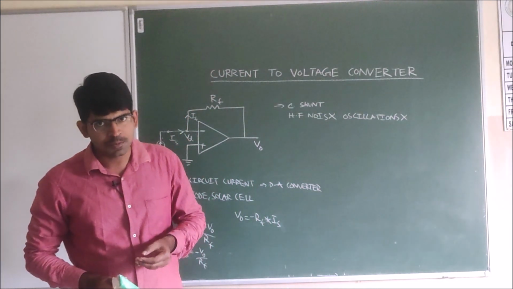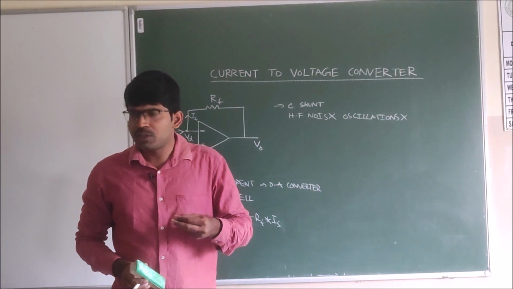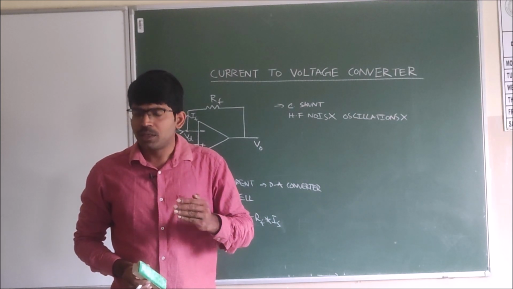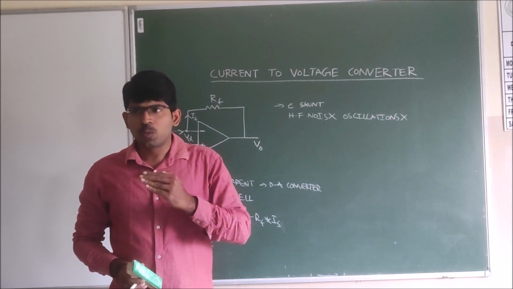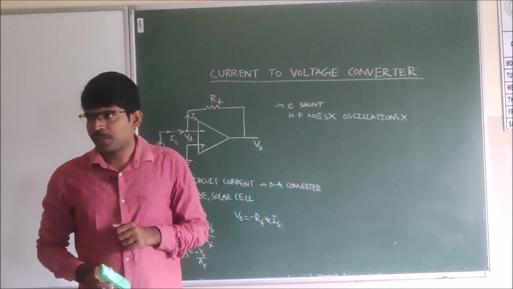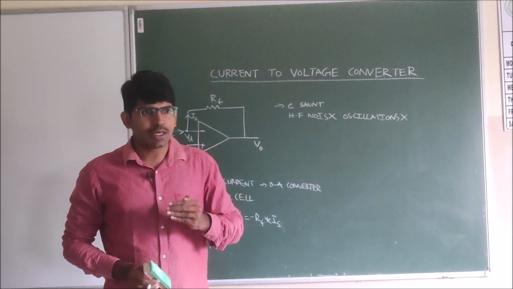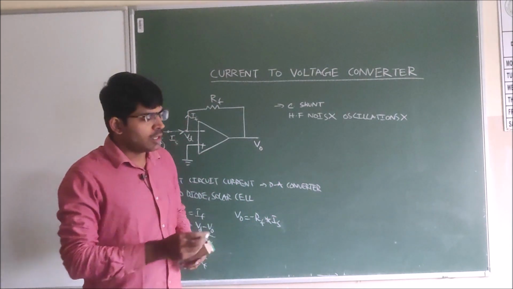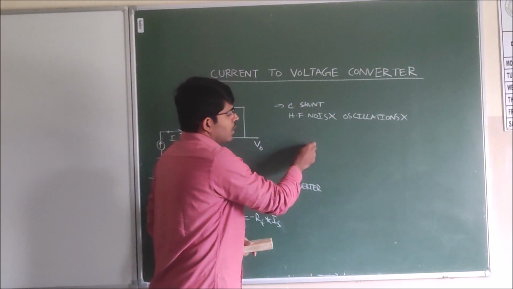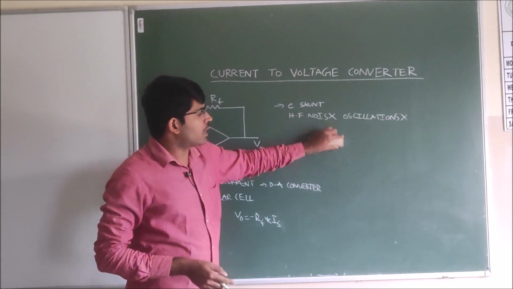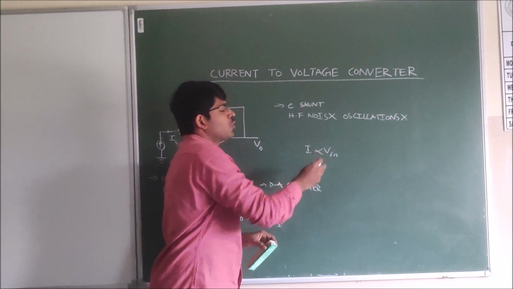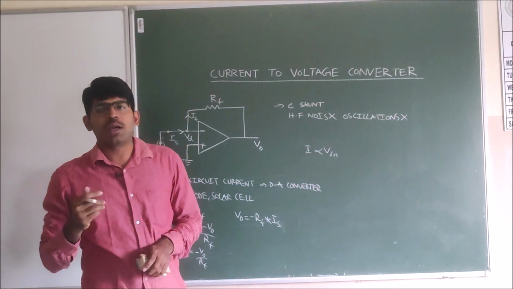Previously we discussed that when the input voltage is increasing, the output current is increasing accordingly. If the input voltage is decreasing, the output current is decreasing. So in the voltage to current converter, the output current is directly proportional to the input voltage.